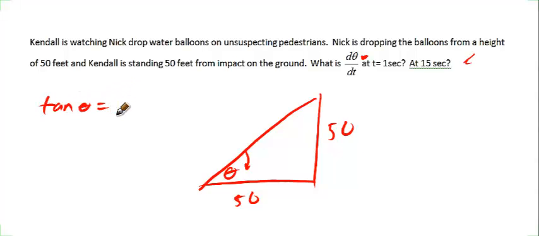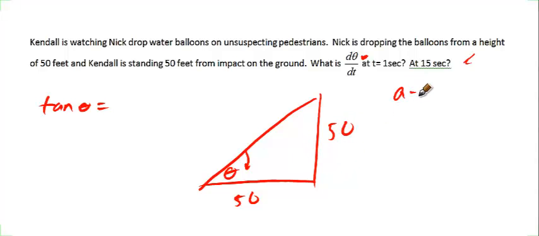So tangent of theta is my y. Now, I don't want to let it be 50, because it's 50 right in the beginning, and then it's going to be, well, 49 pretty quickly, 48. It's going to drop. So how fast is it dropping? What's the position? That's the height.